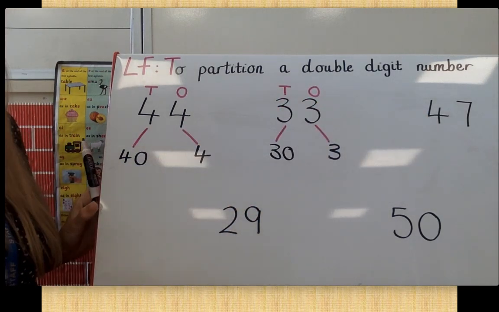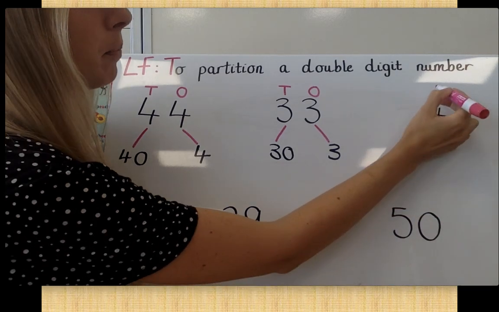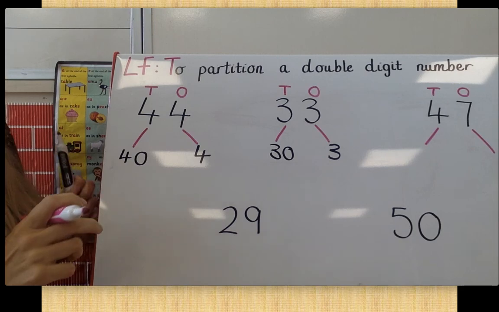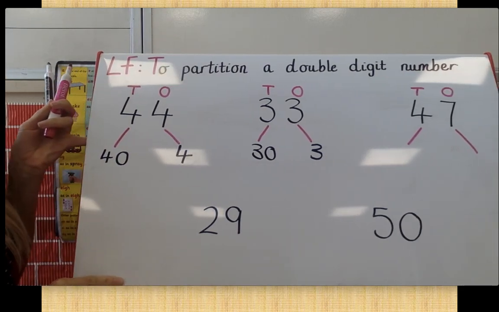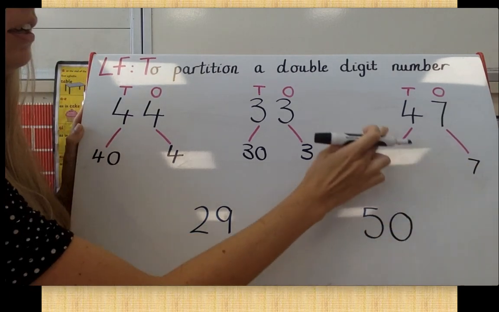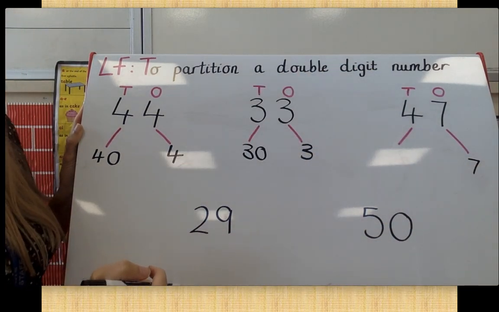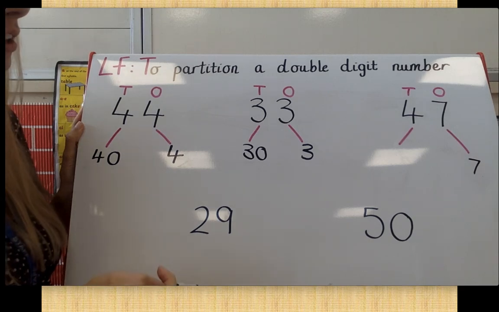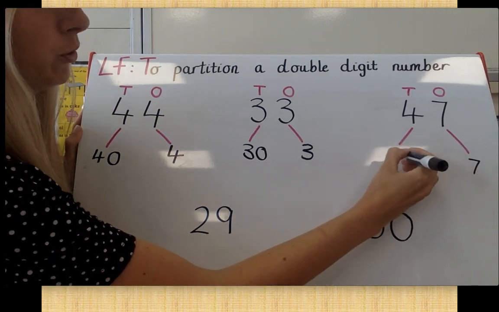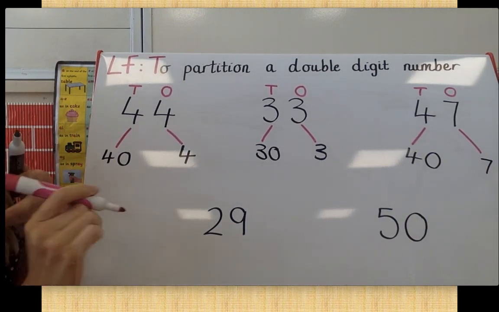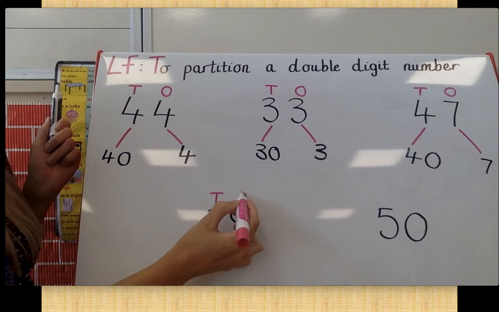Over here we've got 47, so pop your 10s and 1s at the top. We're going to partition it out. 7 1s are 7, and 4 10s are, count them out for me, counting your 10s 4 times, 40, well done. And then 29, so remember to put your 10s and 1s at the top.